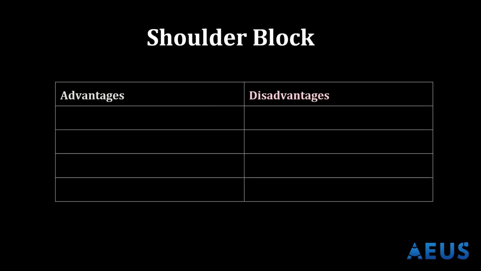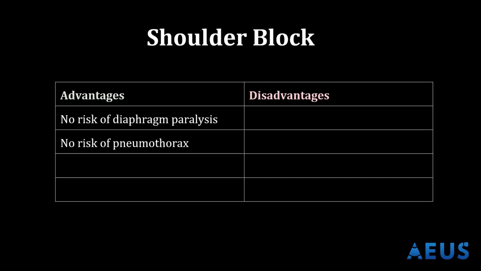The shoulder block has some fantastic advantages for this patient in particular. The first is that since it's a peripheral nerve block, there's no risk of diaphragmatic paralysis. Secondly, we have no risk of pneumothorax. Third, again, the arm can stay in a comfortable position. And lastly, the needle entry site is very well tolerated by most patients.